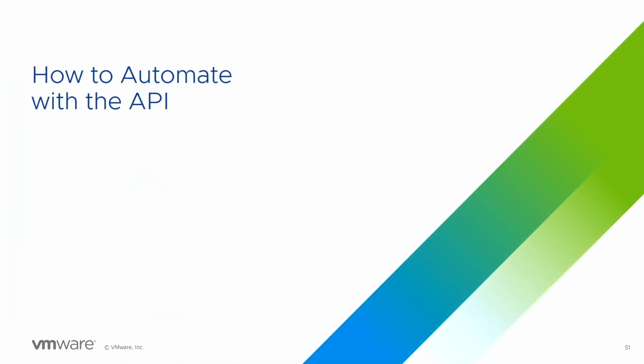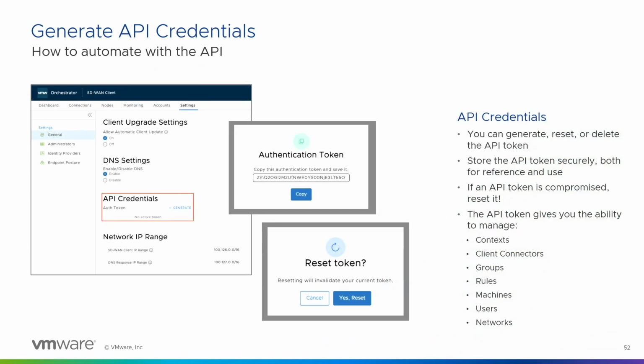So let's dive into the API. What I really want to talk about is the art of the possible here. So there is an API here. You can generate a token for this. And when you generate the token, you can use it to create and manage contexts, connectors, groups, rules, machines, users, and networks.